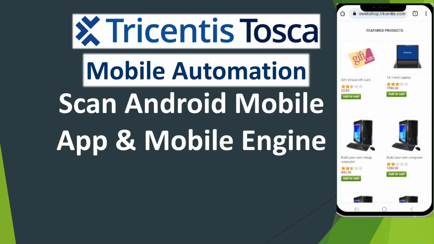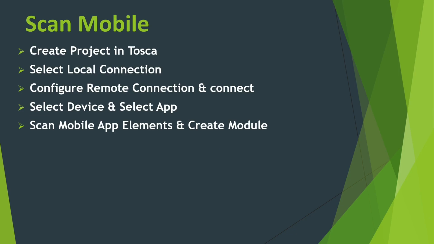This is our lesson 4, where I'm going to teach you how we can scan an Android mobile app by using mobile engine. So here is the agenda for today's session. First, we are going to create a project in Tricentis Tosca so that we can start automating our mobile test cases. And then there are 2 different types of connections that we are going to establish. Either you can select local connection or you can configure your remote connection and connect your mobile. And then I'm going to select the device and select the native application that I would like to automate. And then we can start scanning the mobile application elements, and we will be creating the modules so that we can use those modules to automate our mobile test cases.